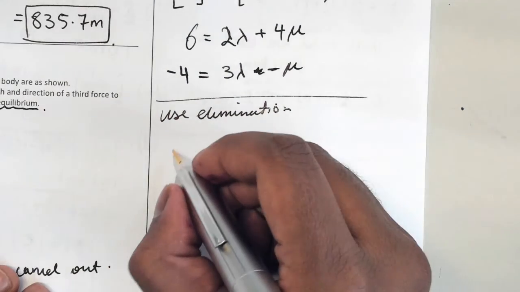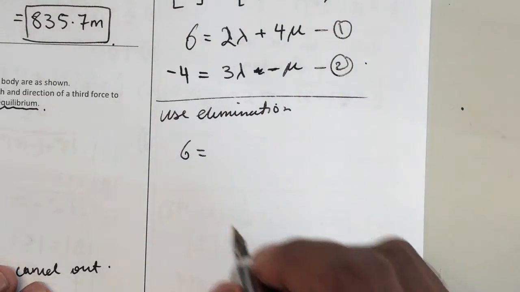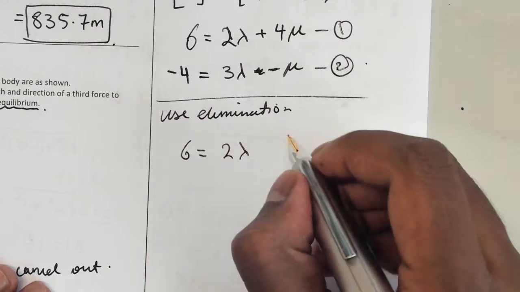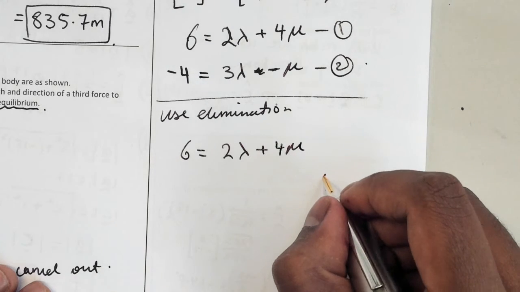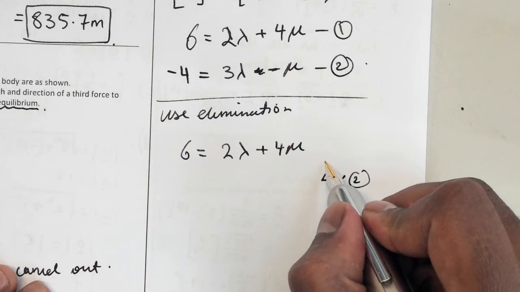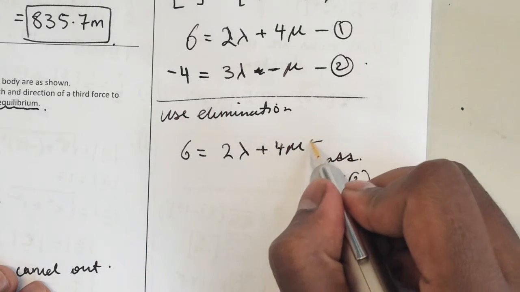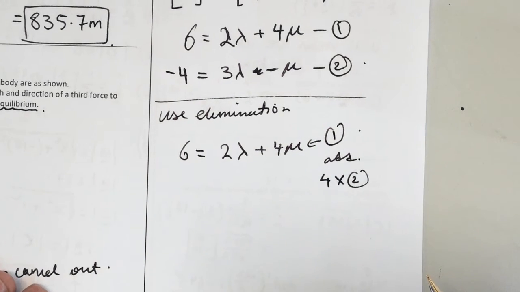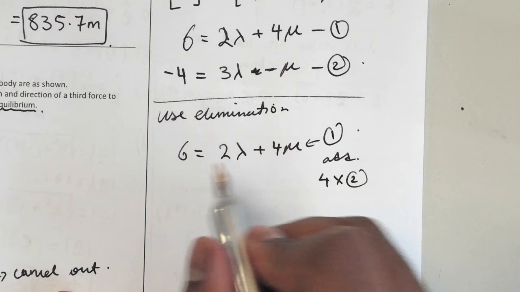I'm going to call this equation 1. I'm going to call this equation 2. Okay. 6 equals 2 lambda plus 4 mu. And then I'm going to go 4 times equation 2, and I'm going to add them. And I'll show you why. But why did you write equation 1? So this is equation 1 here. Because to use the method of elimination, we have to try and remove variables by adding or subtracting the whole equation. So I'm going to times equation 2 by 4.